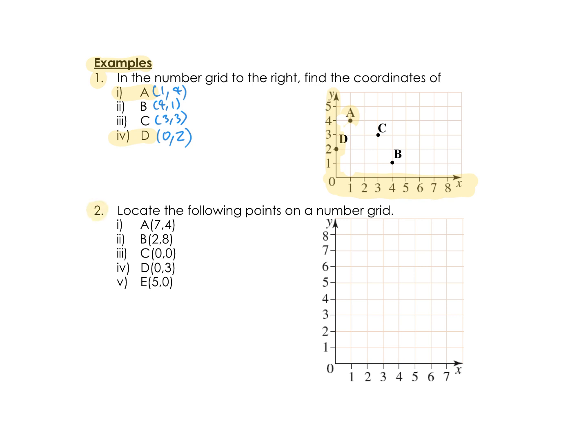Question 2. Locate points on number grid. You can do A and D and E. Do you love drawing grids? I mean, you could reuse the same one. Or maybe you've got a grid book, in which case drawing grids is the easiest thing for you. So A is 7, 4. X goes first, so 7 and 4.